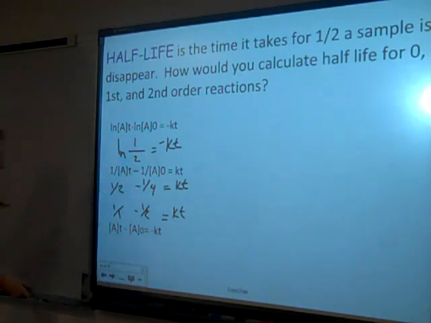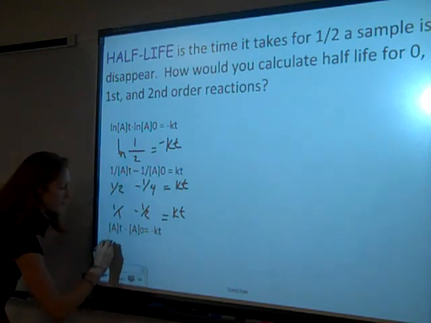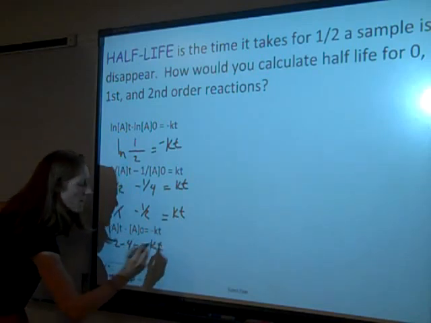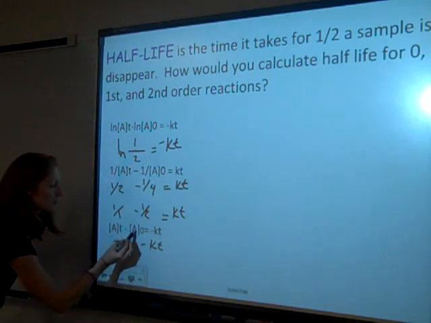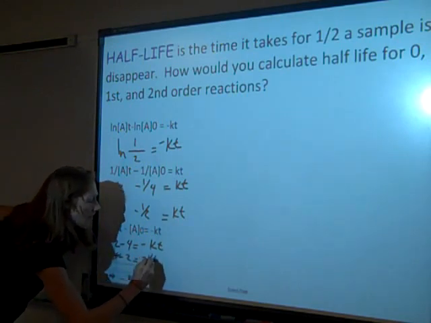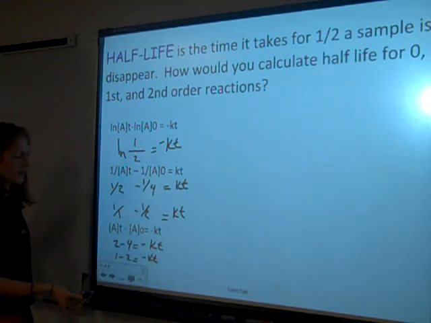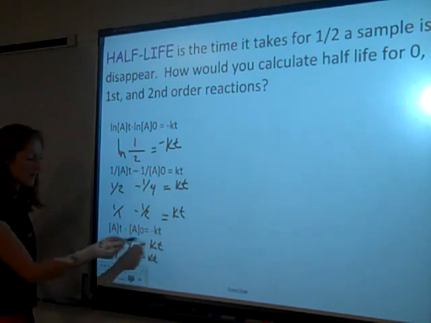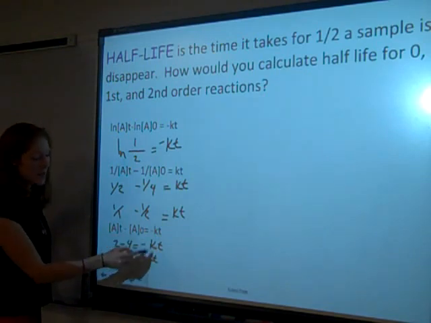Then looking at the zero order, I'll go from 4 down to 2. So 2 minus 4 equals negative kt. And we'll continue to see how that compares with the second half-life, going from 2 down to 1. So 1 minus 2 equals negative kt. And we can see that the time's not going to be constant in this one either. Again, the k is constant. So here I have 2 minus 4, negative 2, equals negative kt. And then here negative 1 equals negative kt. So if k is staying the same, that means the time must be changing.